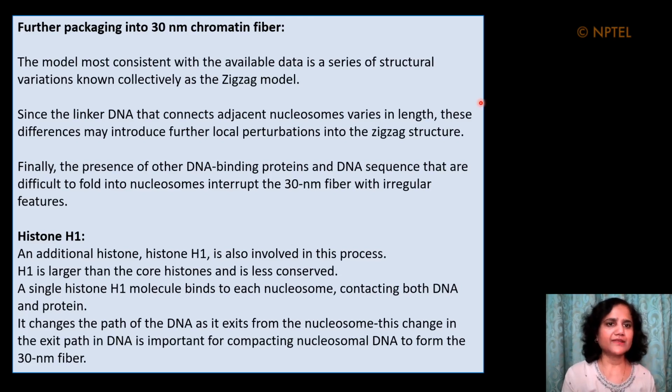Now, how does the packaging into the 30 nanometer fiber occur? The most accepted model, which is consistent with the available structural data, is a variation which is known as the zigzag model. And the linker DNA that connects adjacent nucleosomes varies in size. So these differences also introduce further local perturbations in this zigzag structure. That is how the nucleosomes come together in the 30 nanometer fiber.